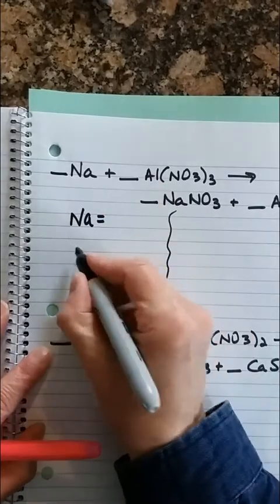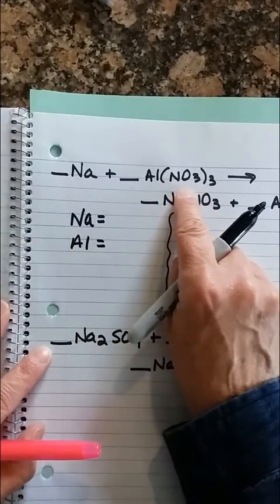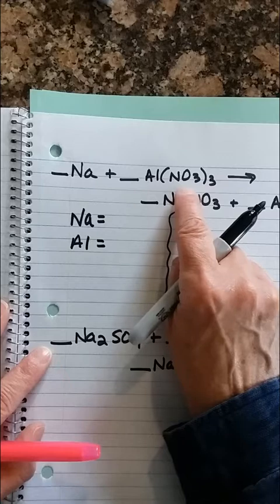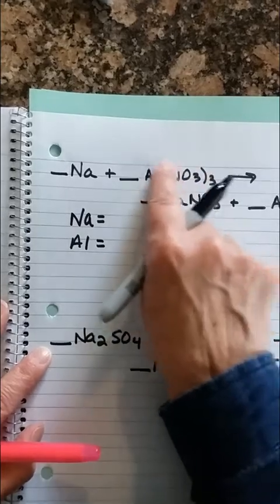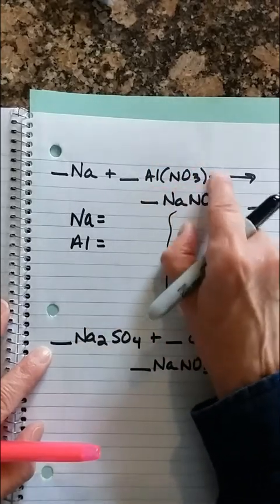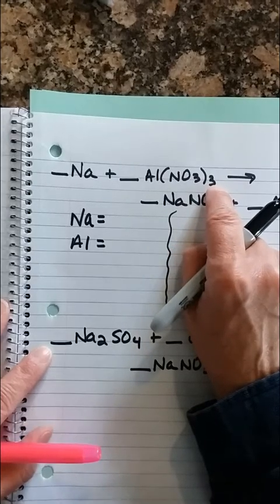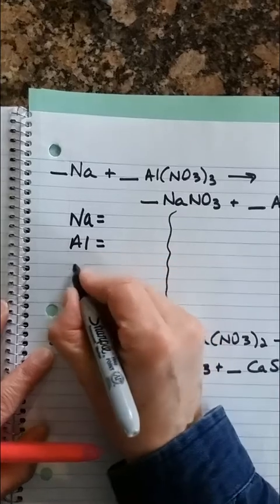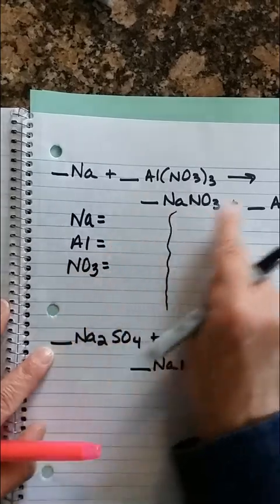I have Al, and in parentheses I have NO3. That's because NO3, a polyatomic ion, shows up more than once in this formula. And how do I know? Well, I see parentheses and I see a number on the outside. And that number on the outside tells me how many of them I have. All right, but let's just finish our table first. So this is NO3. Now here's my arrow.